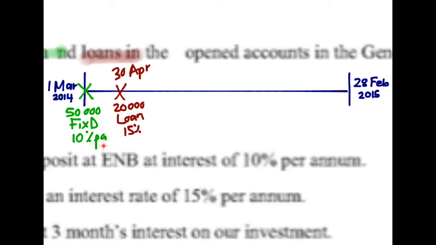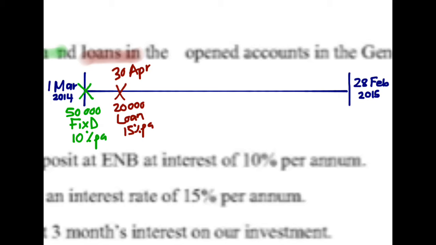And just for interest sake, look at this. Fixed deposit, 10% per annum. Loan, 15% per annum. Remember, your loan is always going to cost you more than what a fixed deposit will bring in. The expense will always be greater than the income. Therefore, we always try to minimize our loans because the interest rate is high.